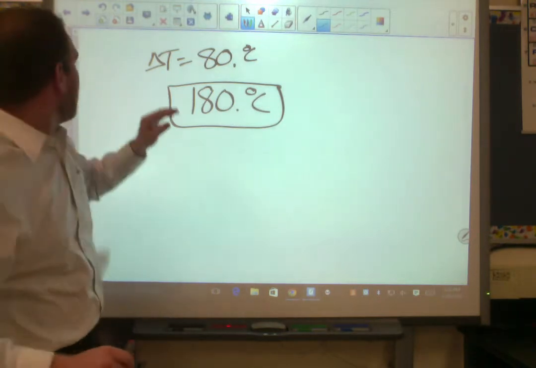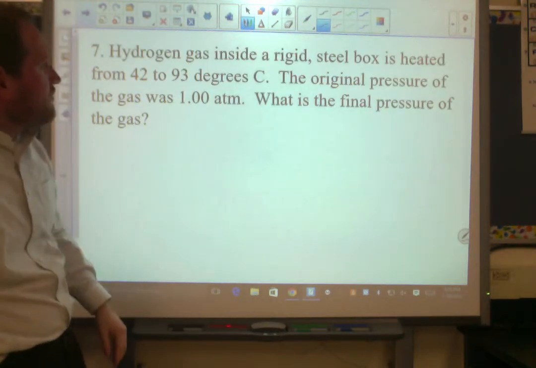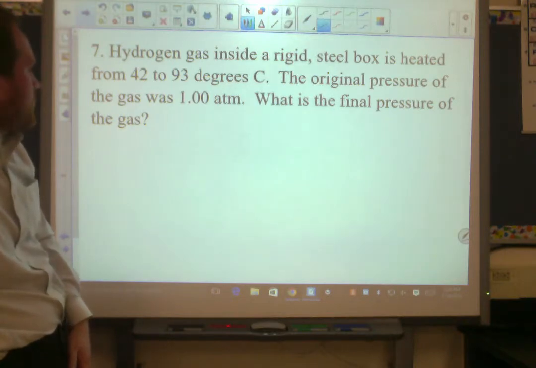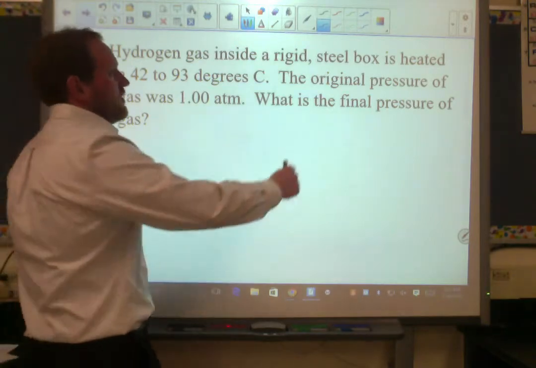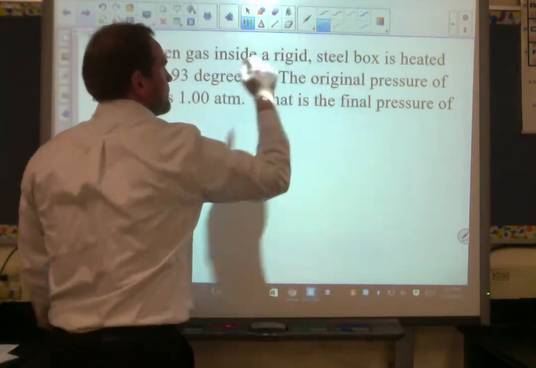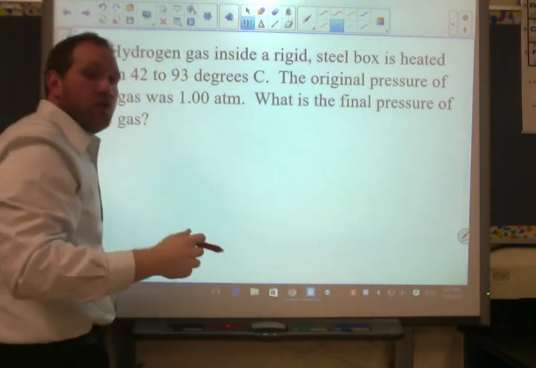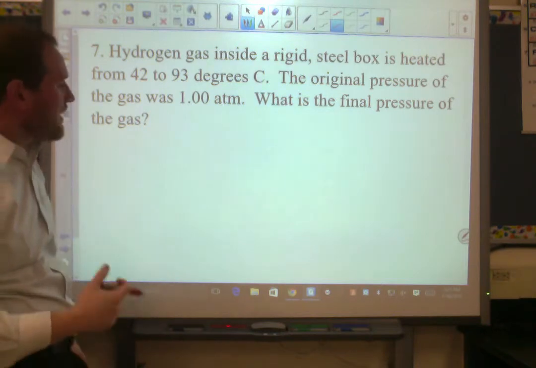Okay, question 7. Hydrogen gas inside a rigid steel box is heated from 42 to 93. All right. So another combined gas law problem. We're again solving for P2. So when I say rigid steel box, that's a pretty clear clue that volume is going to be held constant. In fact, you don't see any mention of volume, so volume has to be held constant.